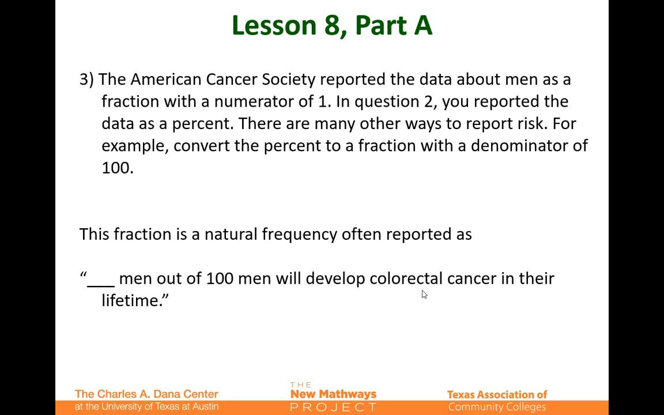It says the American Cancer Society reported the data about men as a fraction with a numerator of 1. In question 2, you reported the data as a percent. There's many other ways to report risk. For example, convert the percent to a fraction with a denominator of 100. So 5% is 5 out of 100. We were originally given 1 out of 20. This fraction is a natural frequency often reported as 5 men out of 100 will develop colorectal cancer in their lifetime.